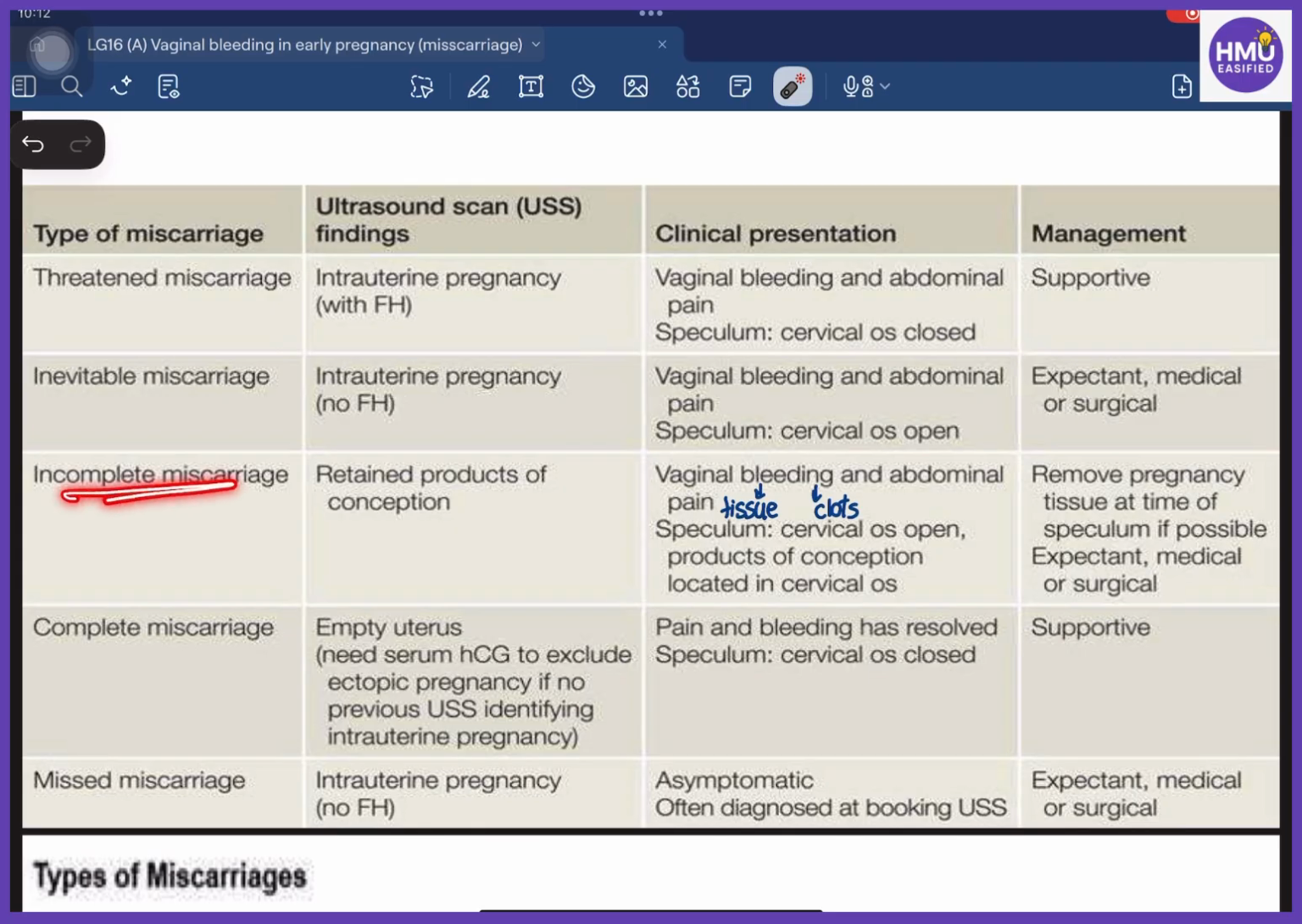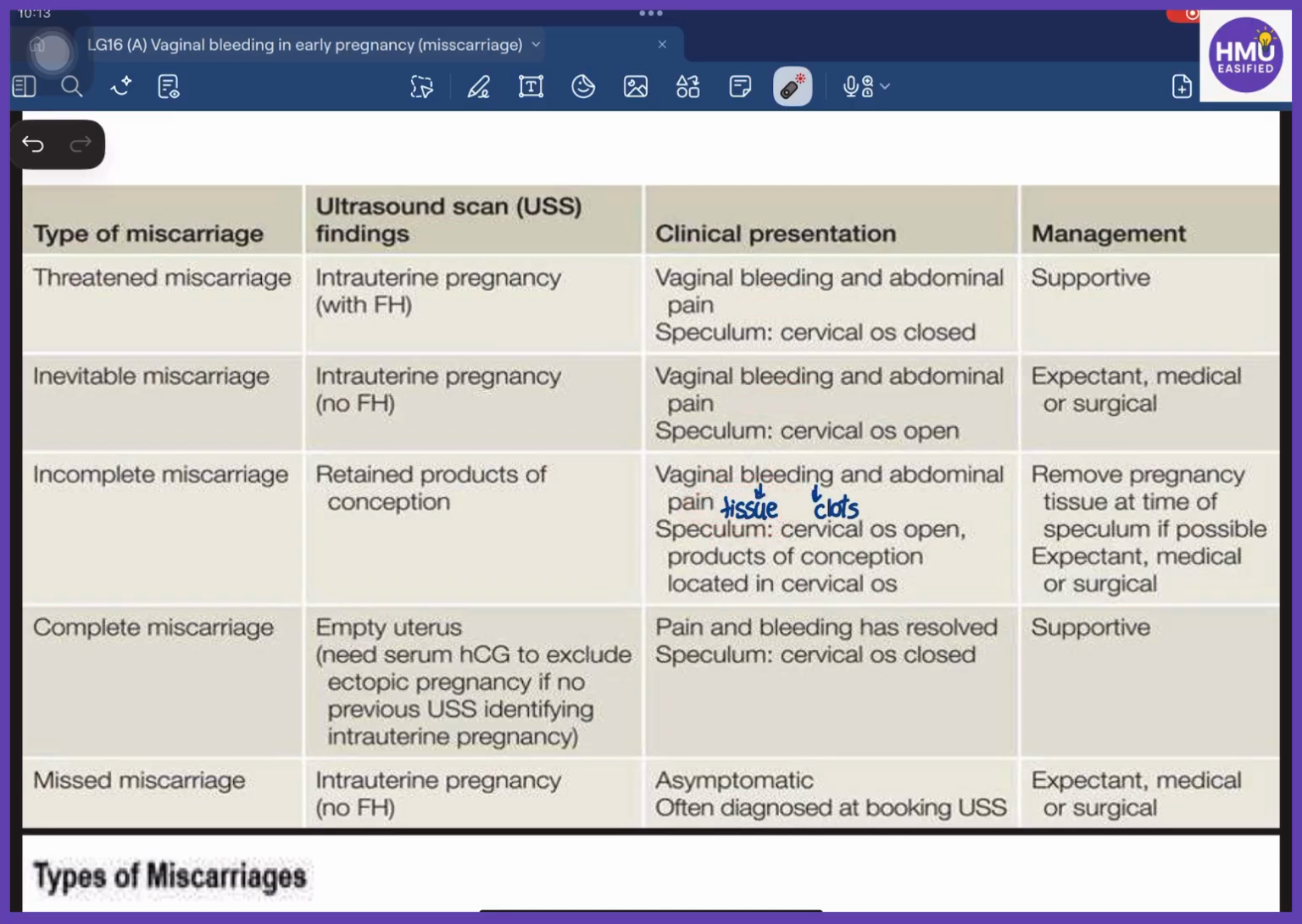Then we have incomplete miscarriage. In incomplete miscarriage there will be vaginal bleeding and abdominal pain as well. The abdominal pain is severe, but the difference is that in vaginal bleeding there will be passage of tissue, maybe it's product of conceptions, and there will be passage of clots. Later there's no passage of tissue.